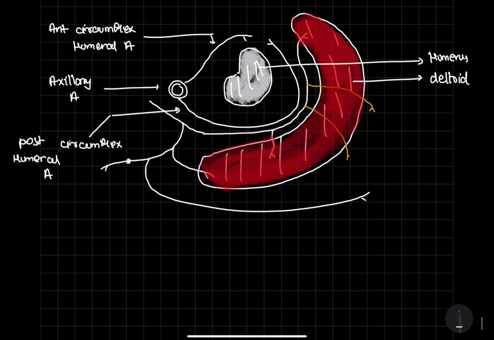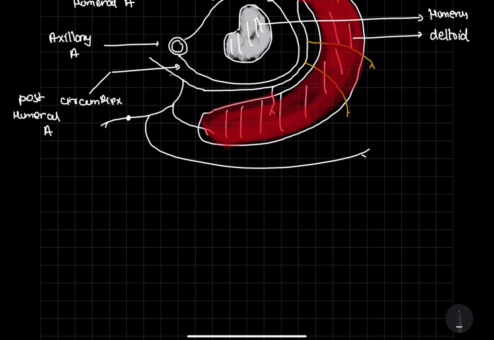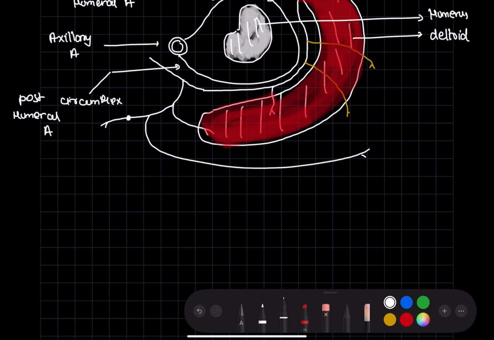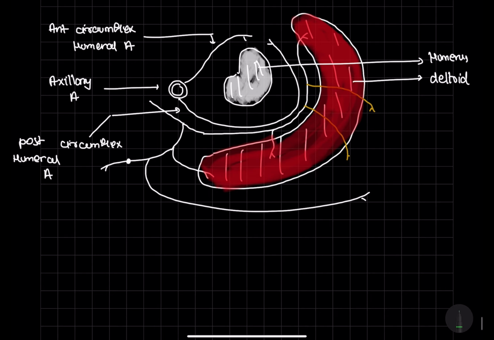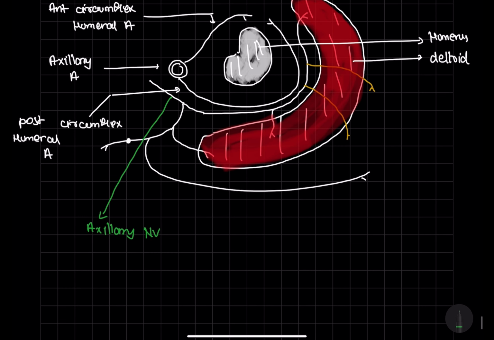Now the nerve, that is the main thing. So this is your axillary nerve. Let me get a different color for it. Let's go with green. This is your axillary nerve. This is the posterior branch or posterior division, and this is your anterior branch. Tracing the posterior branch, it gives off three branches. This is your first branch, this is your second branch, and this is your third branch.